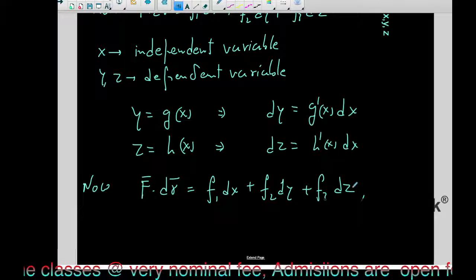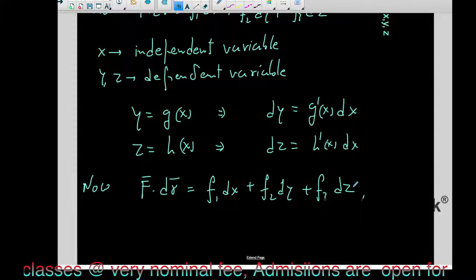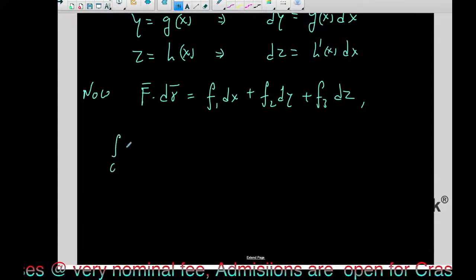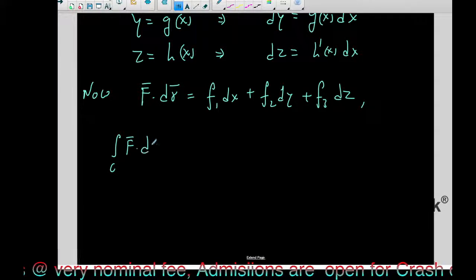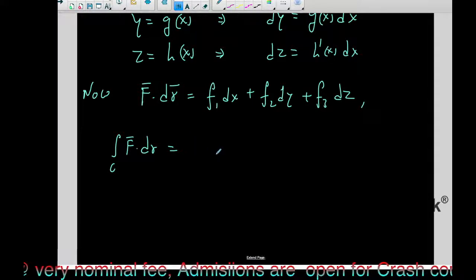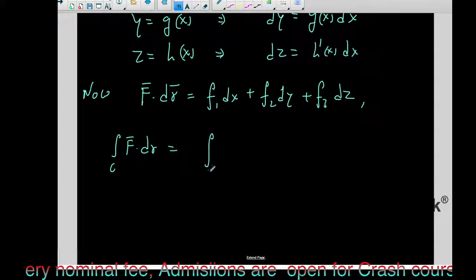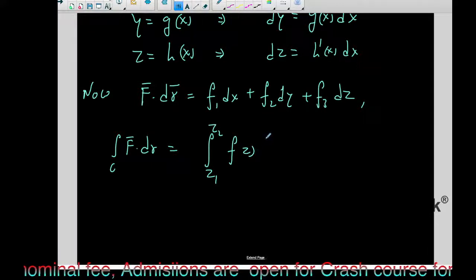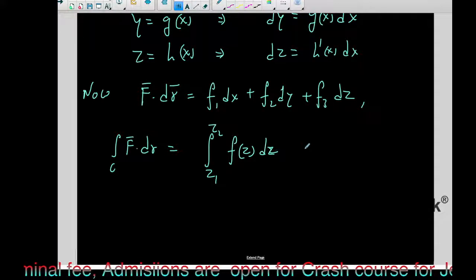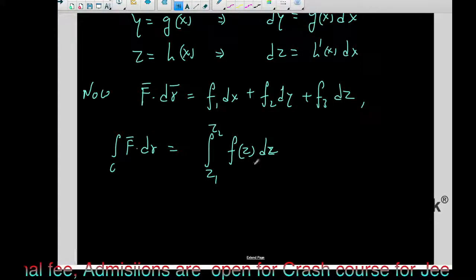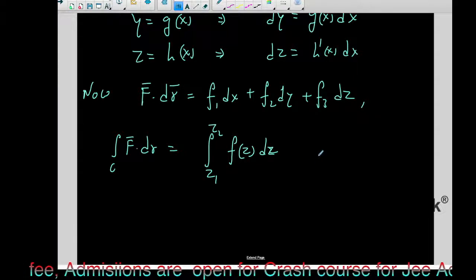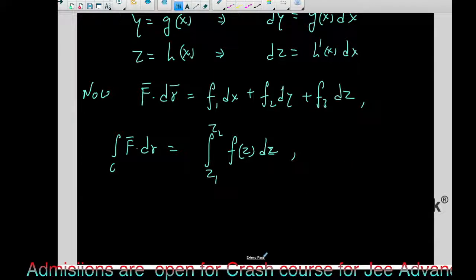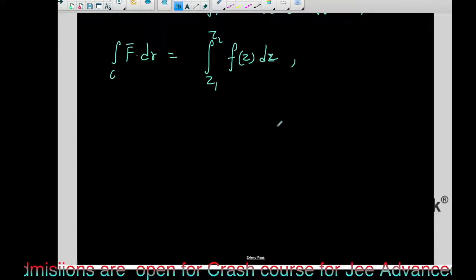So the line integral, in other words, I am writing over here, integral over C of F dot dr, reduces to a simple integral. You can say here from z1 to z2, that is f(z) dz, whatever the function will be. If it is in terms of x, then f(x) dx. Which can be solved by using the usual techniques, the simple methods of integration, by substitution, by parts, or whatever it is, we will split it.